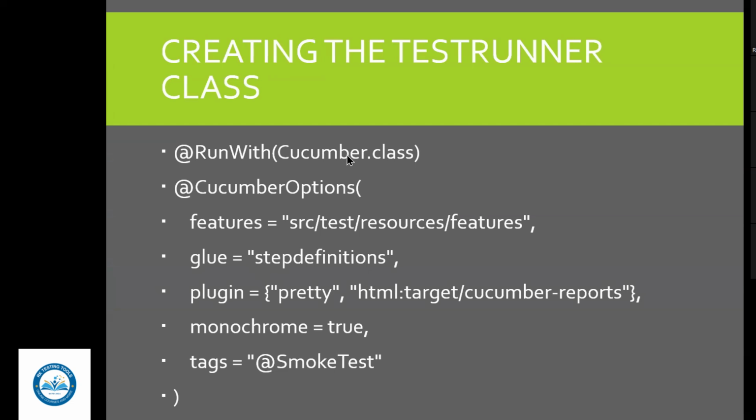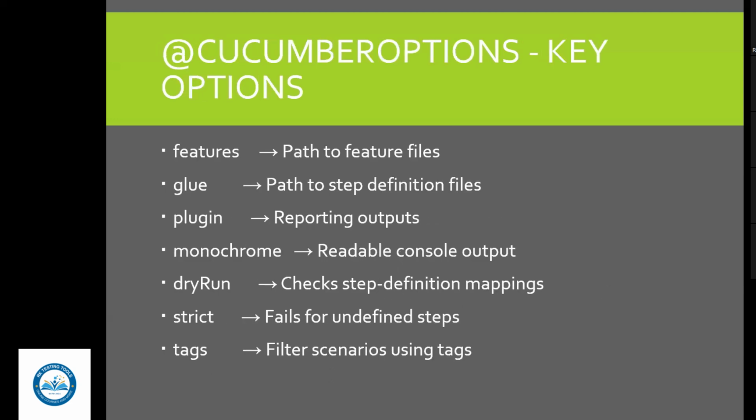@RunWith(Cucumber.class), @CucumberOptions. Features is the feature file location, and glue is the step definition. Plugin is for the reporting purpose. Monochrome = true, and there is one more, dryRun. I'll explain that. And tags = smoke test or regression, something like that. And you can see the different types of options we can add in the Cucumber options.